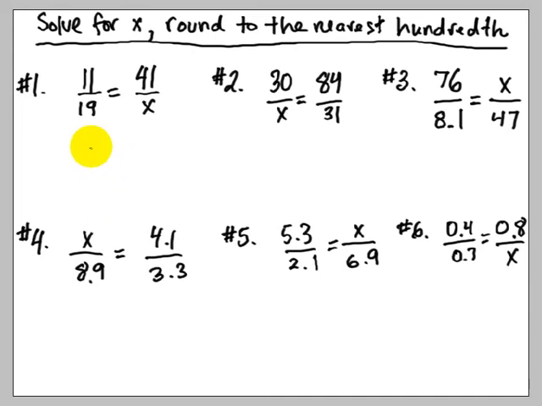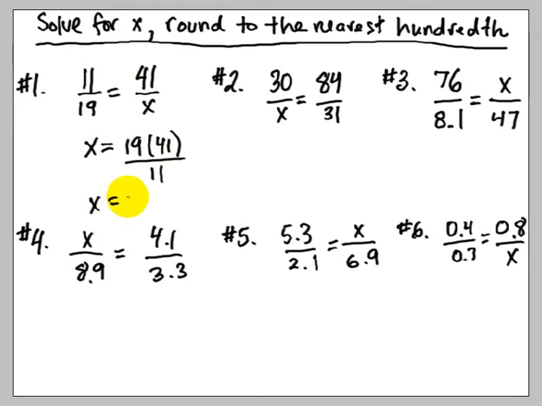Okay, so I hope you did those and they went okay. Let's do them together now. X here, it's going to be, well, this is the cross with both numbers, right? So we multiply those two and then divide by the other one. So it's 19 times 41 divided by 11.